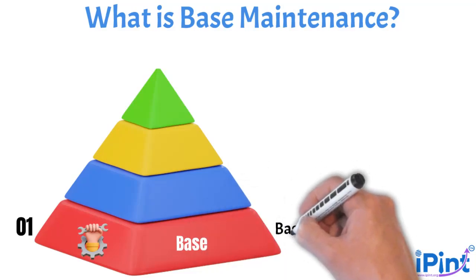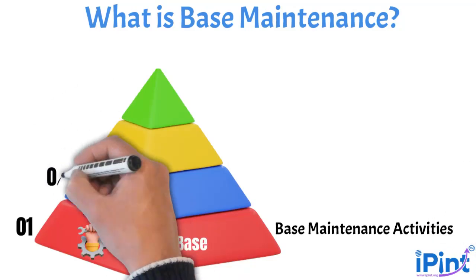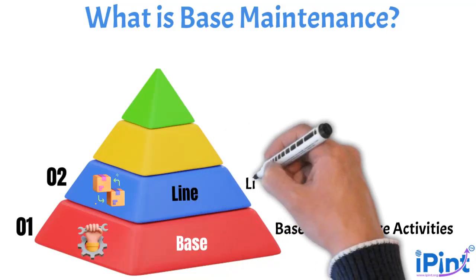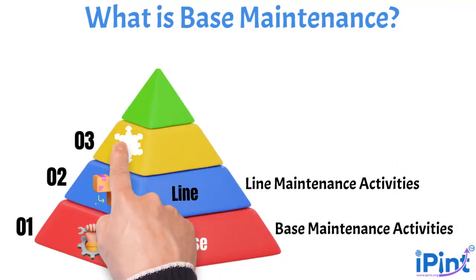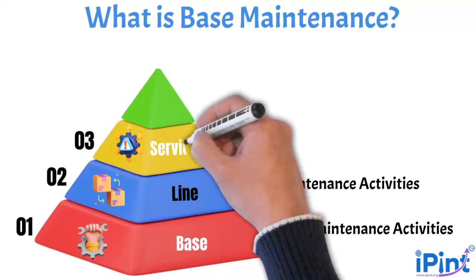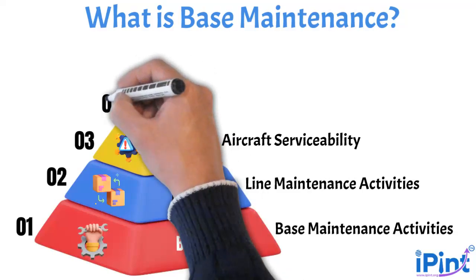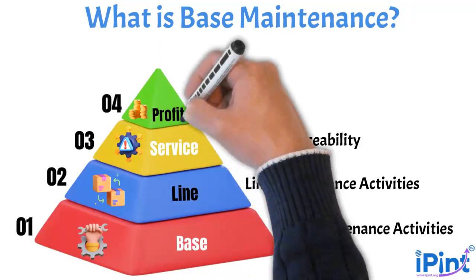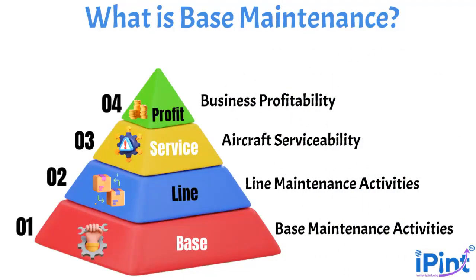Let us understand through the diagram. It starts with base maintenance. The best quality work during base maintenance results in less unscheduled maintenance. It makes line maintenance comparatively easy and smooth. Refined maintenance work on aircraft helps to improve its serviceability, which results in improved flyability of an aircraft. More flying results in better numbers on the balance sheet and significantly contributes toward organizational profitability.